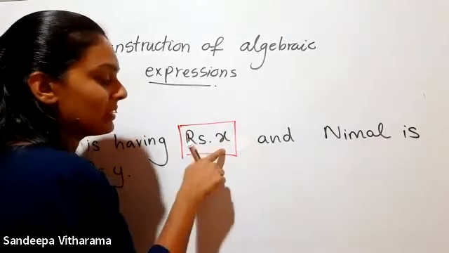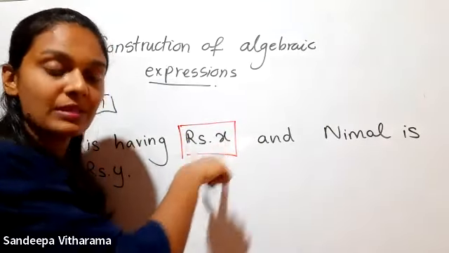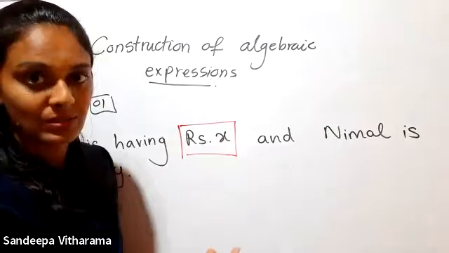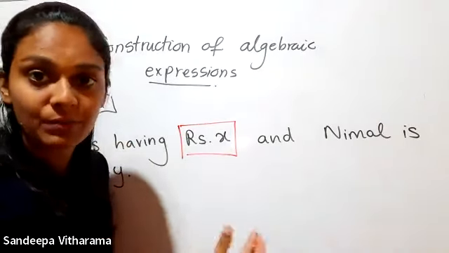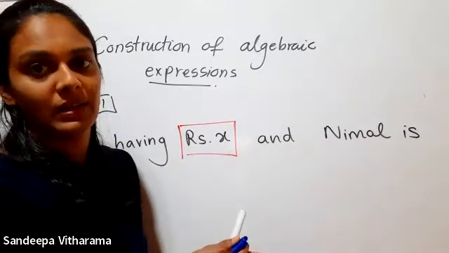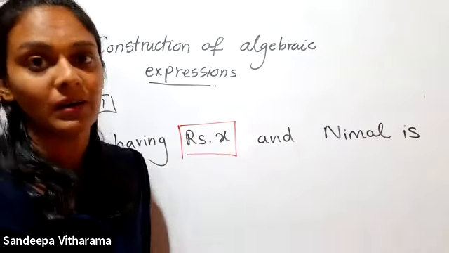Algebraic symbols. Look, x rupees instead of 10 rupees, instead of 20 rupees, instead of 2 rupees, 5 rupees. It may be a different value, okay? But we don't know what it is.